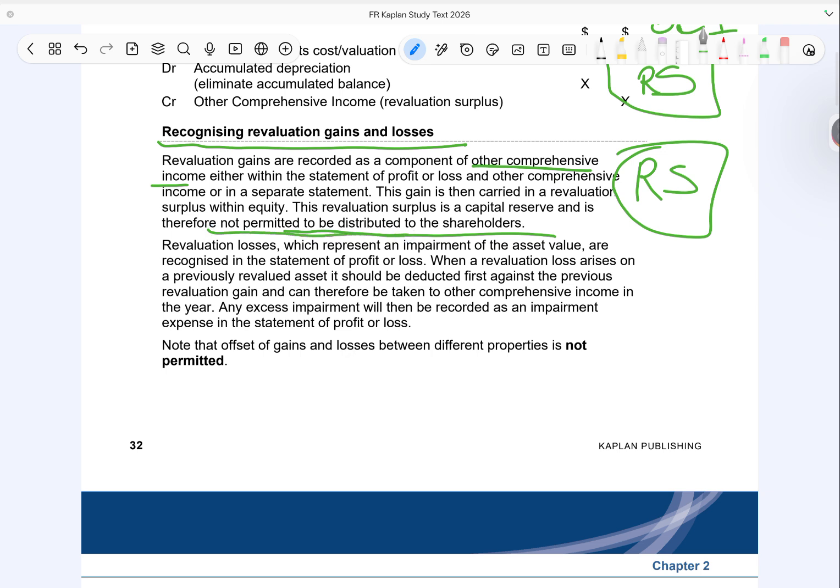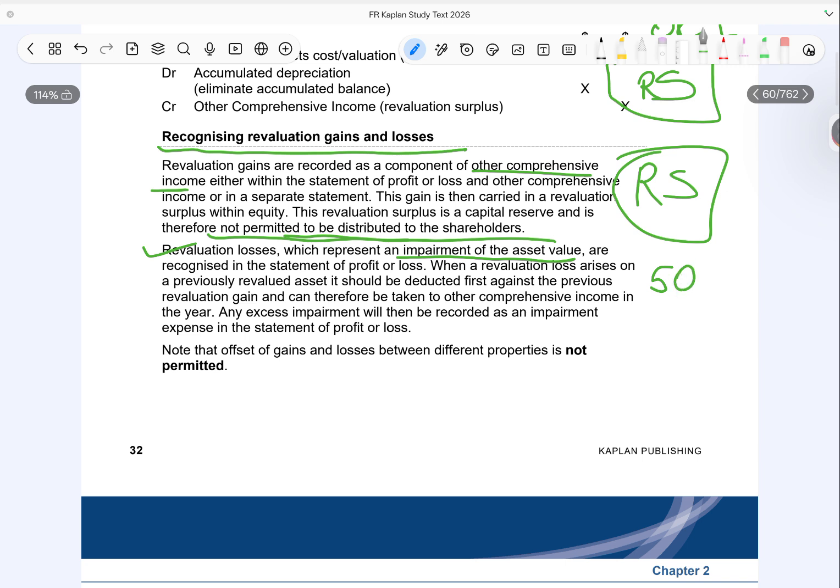So revaluation losses now, which represent an impairment of the asset. Impairment is when the property value goes down from 50 to 40. So this is an impairment of your asset, and it is recognized in the statement of profit or loss. When a revaluation loss arises on a previously revalued asset, it should be deducted first against the previous revaluation gain and can therefore be taken to other comprehensive income in the year. Any excess impairment will then be recorded as an impairment expense in the statement of profit or loss.